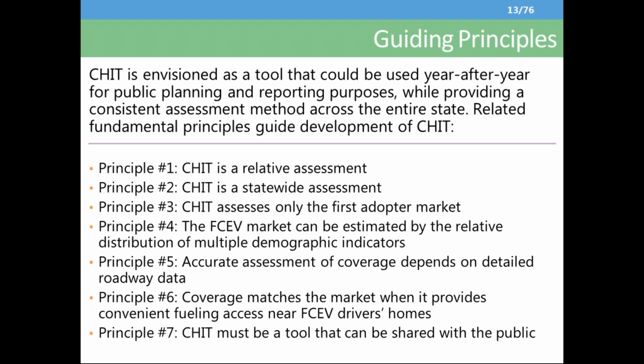And principle number 7 is CHIT must be a tool that can be shared with the public. That means that all of our data inputs are actually public data. It's essentially in the data download available from ARB. It's been tailored down and cleaned up for public consumption, but it all comes from sources like the U.S. Census Bureau and the Department of Motor Vehicles in California.